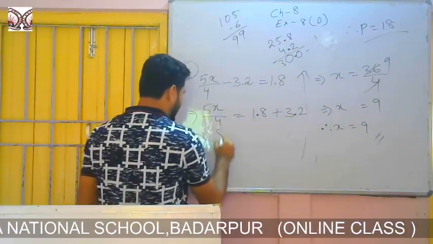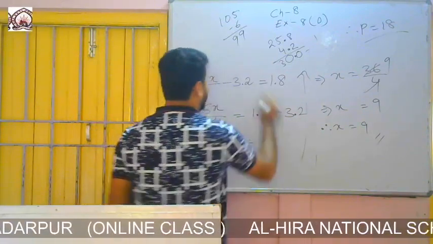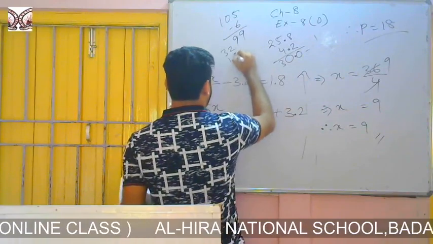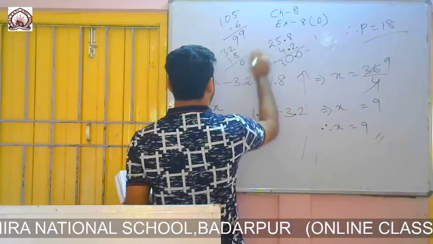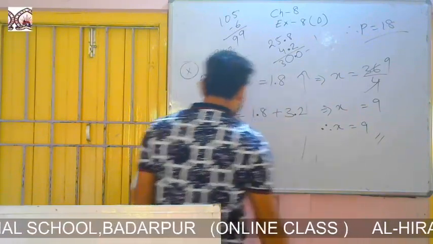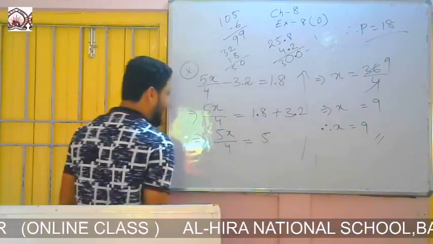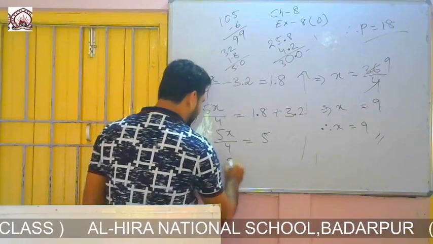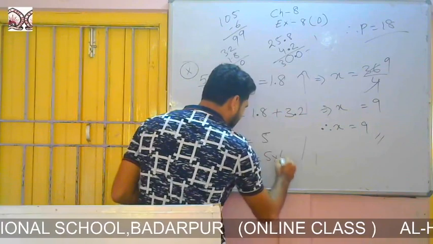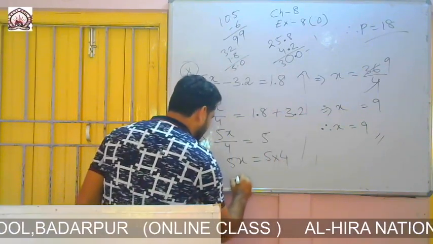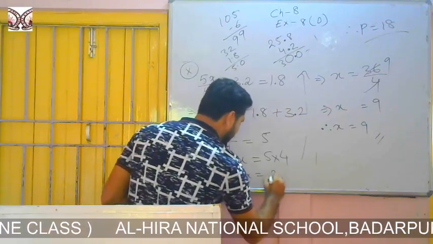Now add them and keep this side as it is, then 1.8. 8 plus 2, 10. 3 plus 1, 4, and 1, 5. That means here 5.0, and 5.0 I can write directly as 5. Then 5x equals 4 into 5. Then I can write 5x equals 20.